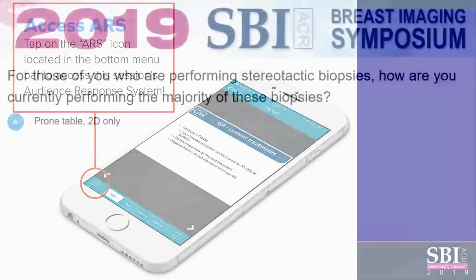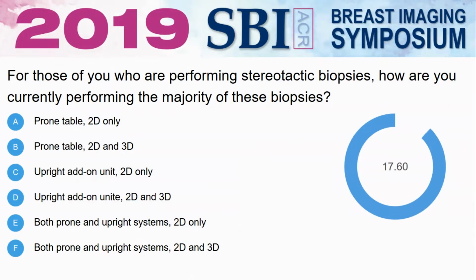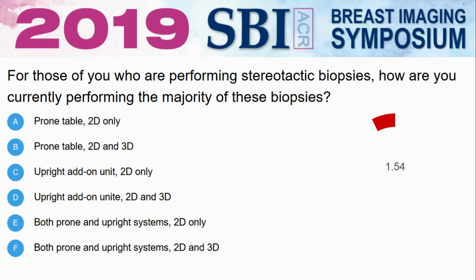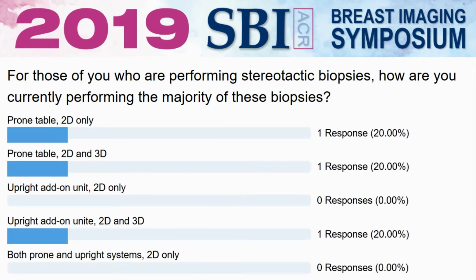That's great. Okay. So here's our next question. For those of you who are performing these biopsies, how are you primarily doing it? Are you using the prone table with just 2D capabilities, 2D, 3D, uprights, or doing both prone and upright? Are you at one of those special facilities that has everything? Okay, so we have a mix. Some of us do have those special facilities. No, actually, nobody answered that they have both prone and upright. But we have a mix of people with some prone and some upright, and I'm sure most of you were not even able to get into the app, so that's okay.